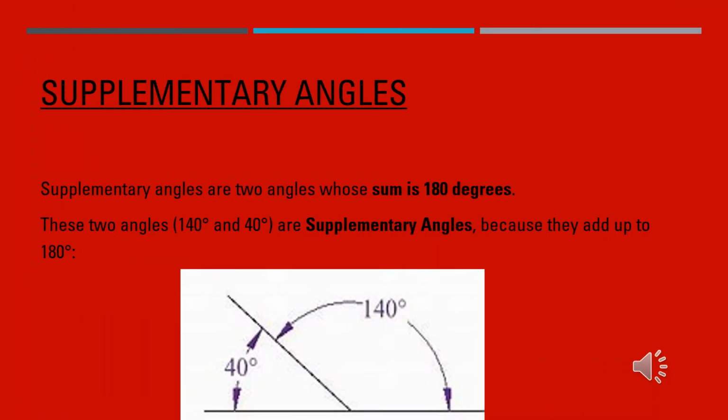Now another category of angles we are going to study is supplementary angles. Supplementary angles are those angles whose sum is 180 degrees. Now as you can see in the figure, the two angles are forming supplementary angles because if we take their sum, it will come to 180 degrees.